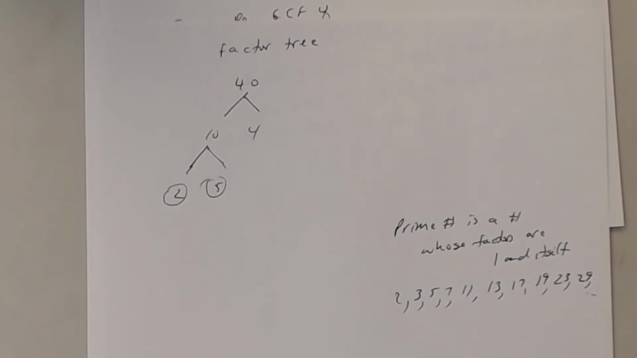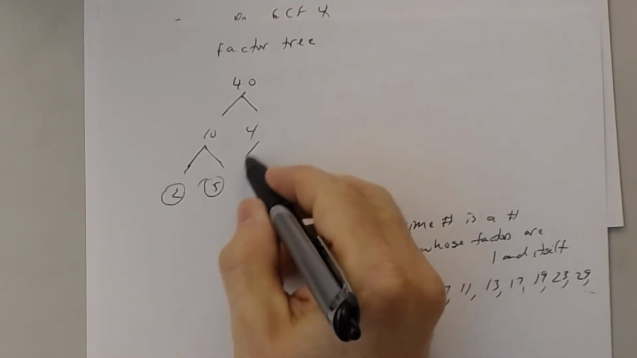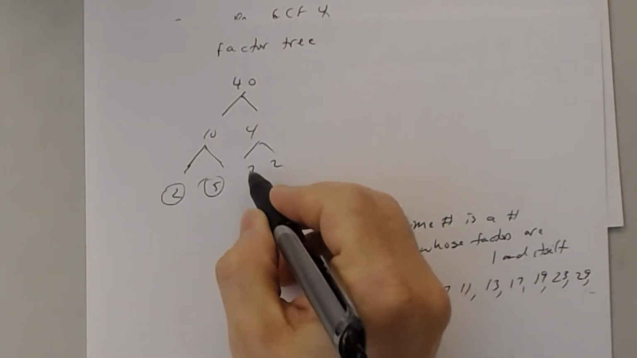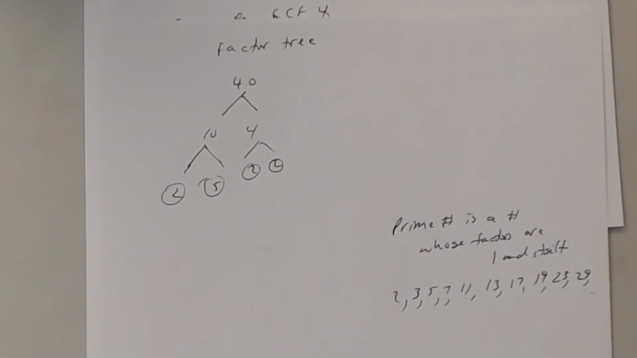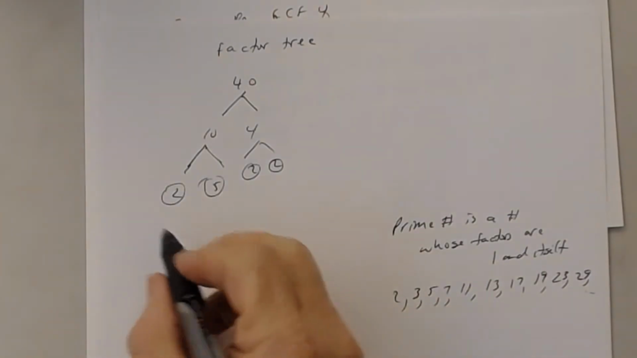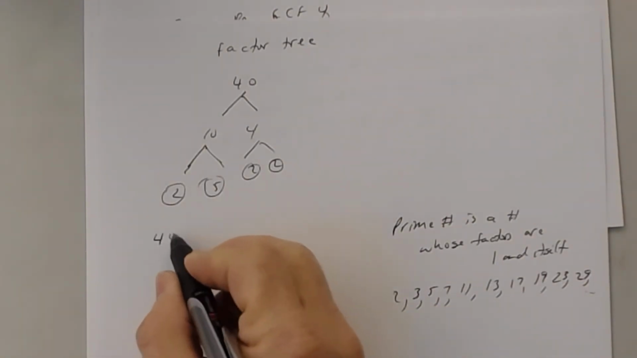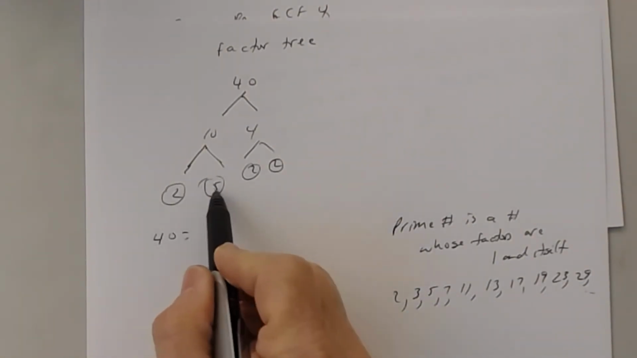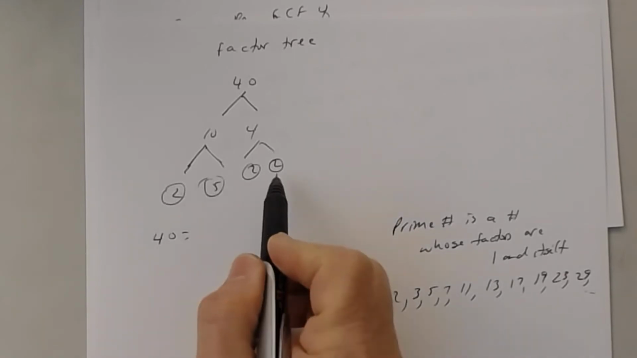Now let's look at 40. I can write 40 as what? And are those prime? Notice every branch is circled. So I'm done. Now what that means is this. Now listen carefully. That means that 40 is a product of those numbers right here.